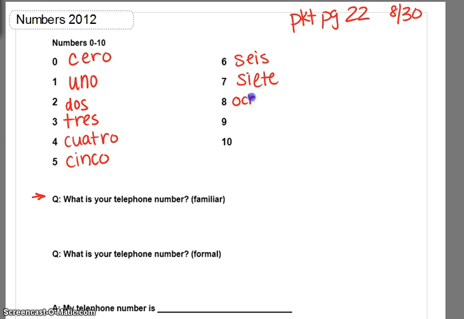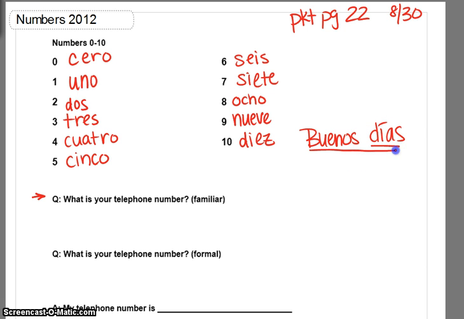8 is ocho, 9, nueve, and 10, diez. Don't get this confused with buenos dias. Dias in Spanish is days, or buenos dias, good morning, but diez has a stronger sound at the end, so it means 10. Make sure you spell it with your Z.